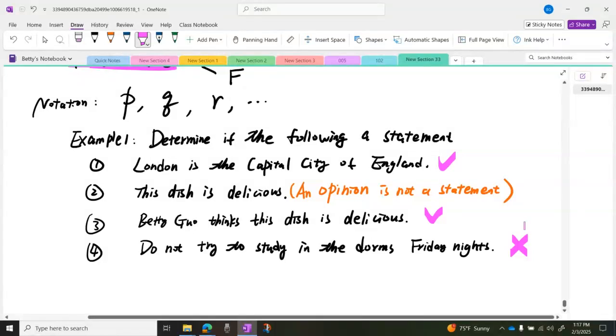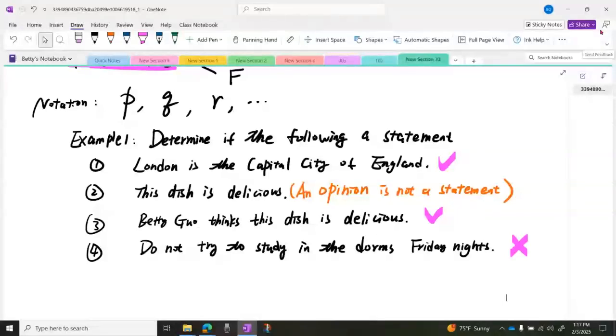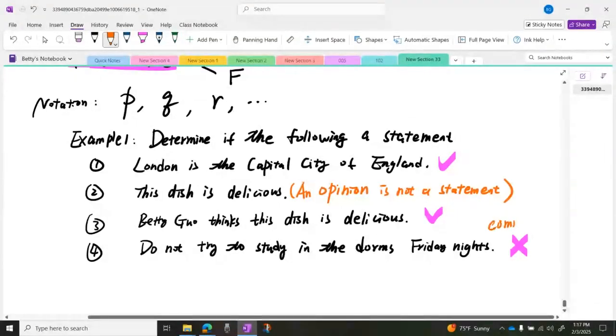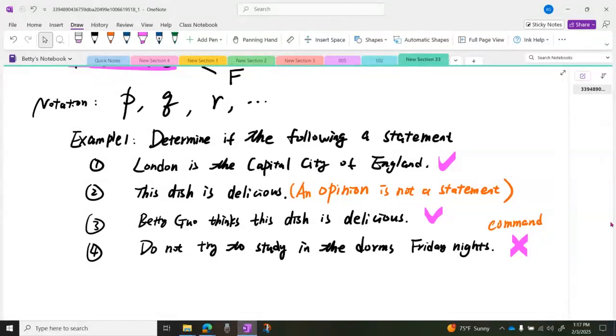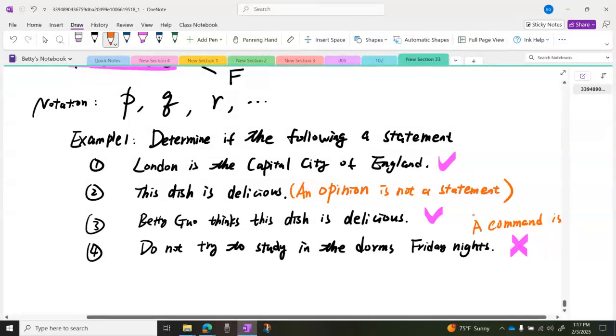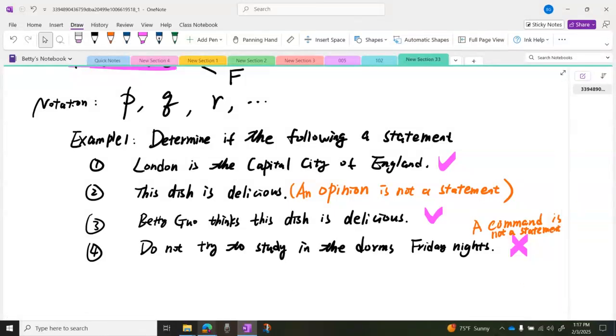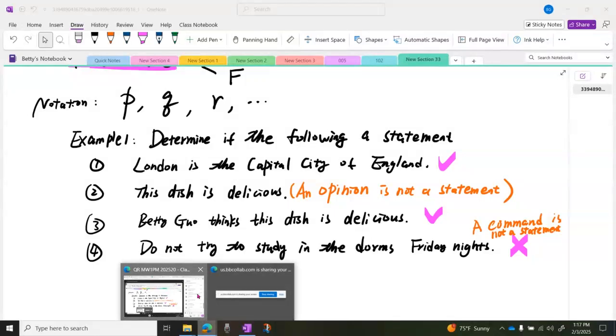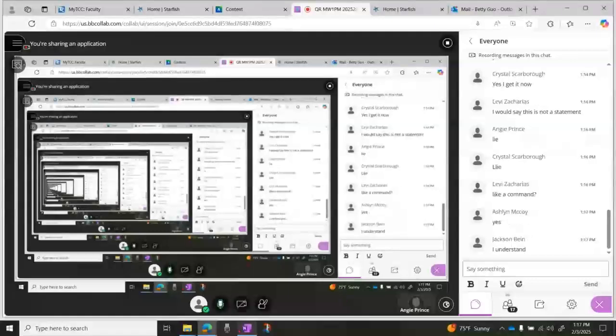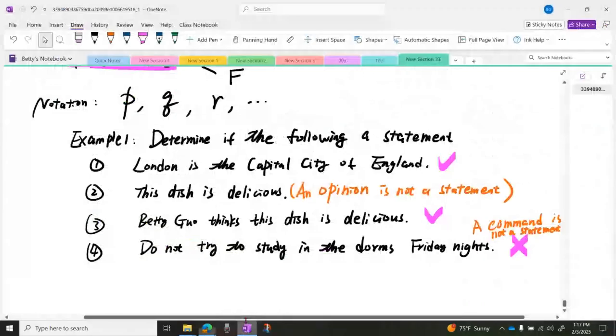Kind of like an opinion, a suggestion. I recommend, or you can see that as a command, not a very strong command, but kind of like a command. Yeah, do not do this, or go do this. A command is not a statement. Do you guys see it? Perfect. Okay, all right, awesome, very good. Next, number 5.